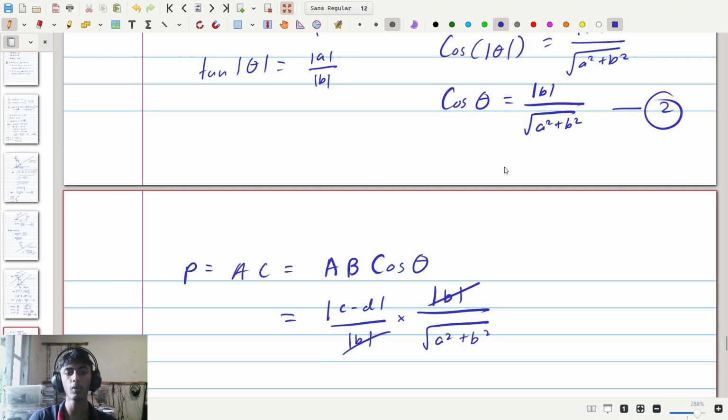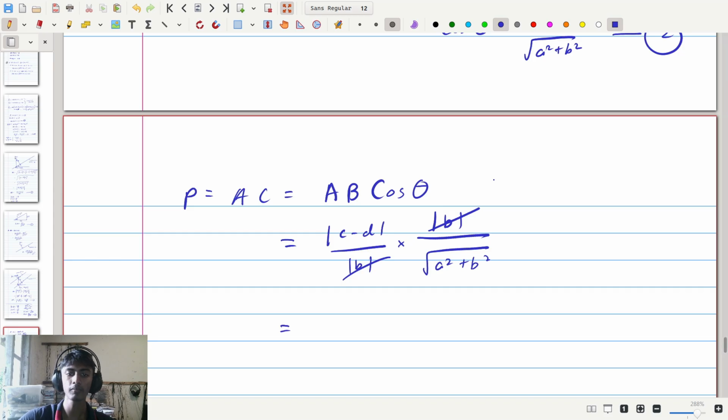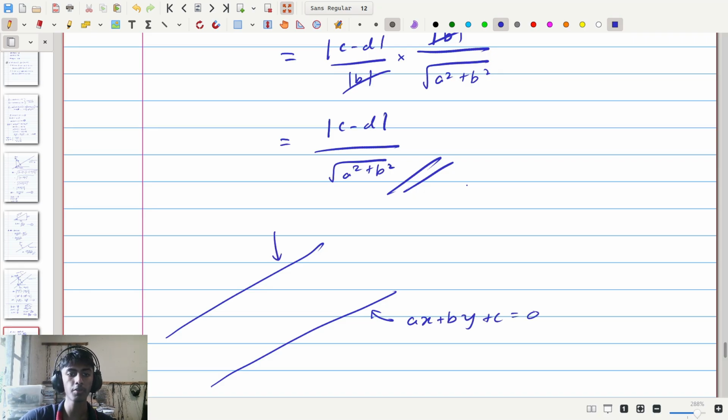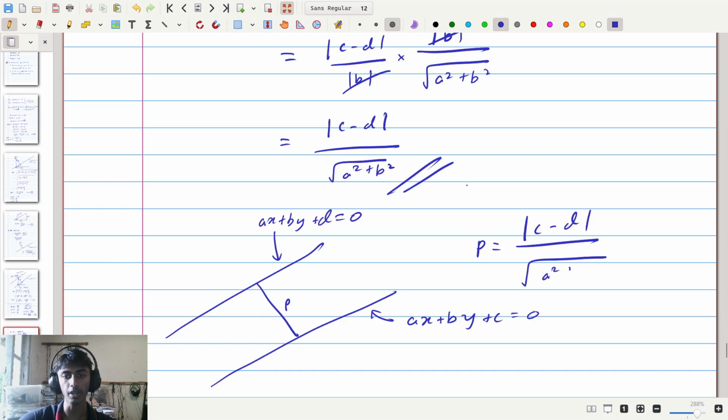Cancelling these two out, what we are left with is simply the absolute value of c minus d divided by the square root of a squared plus b squared. Therefore, if we have two parallel lines, the first of the form ax plus by plus c equals 0, and the second of the form ax plus by plus d equals 0, then the perpendicular distance p between them is equal to the absolute value of c minus d divided by the square root of a squared plus b squared.